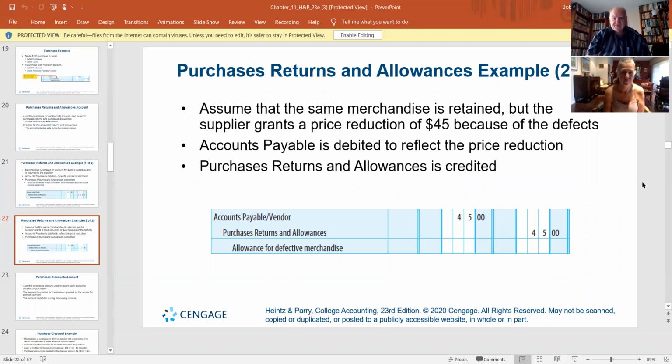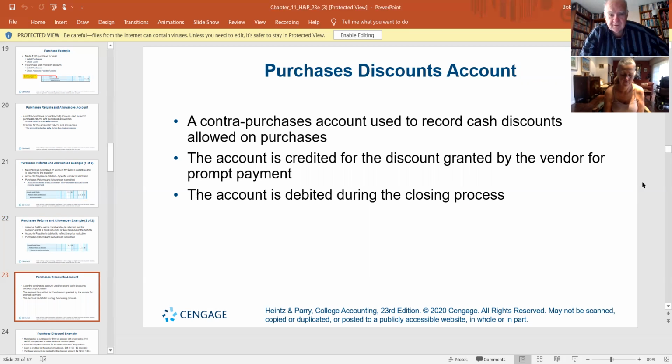Assume the same merchandise is retained, but the seller grants a price reduction of $45. This would be an example of a sales allowance, if you will. We wanted to return the goods for $200, and the selling company said, look, we don't want it back either. How about we knock the price down $45 and you keep it? So that reduces accounts payable by 45, and you credit purchase returns and allowances, and we have to pay the 155 difference. Purchase discounts is a contra purchase account used to record these things. The account is credited for the discount.